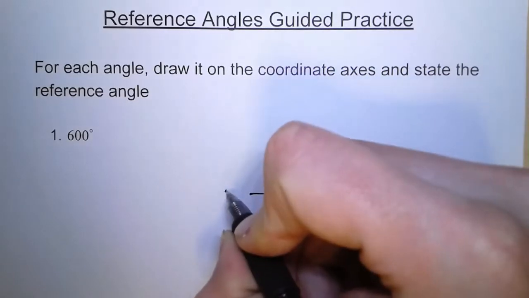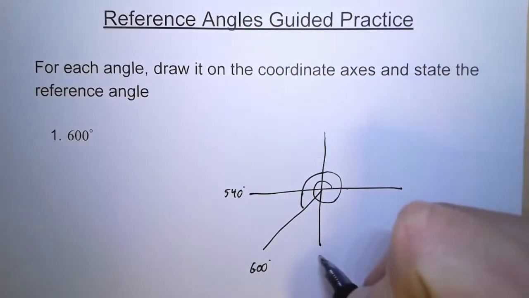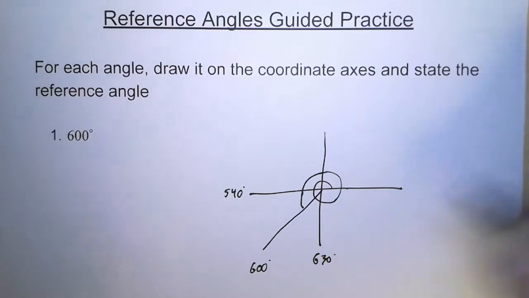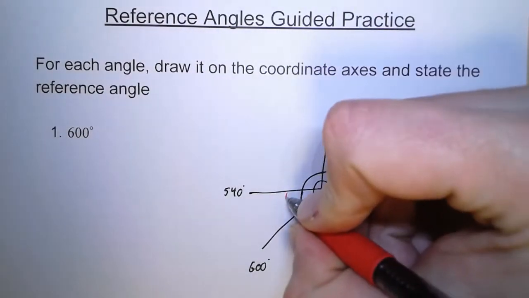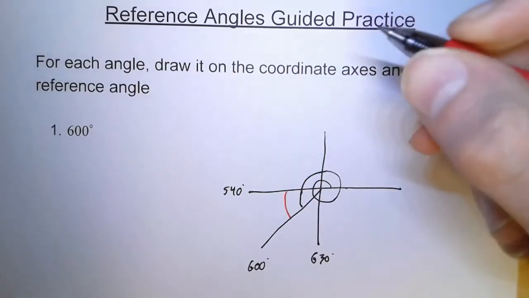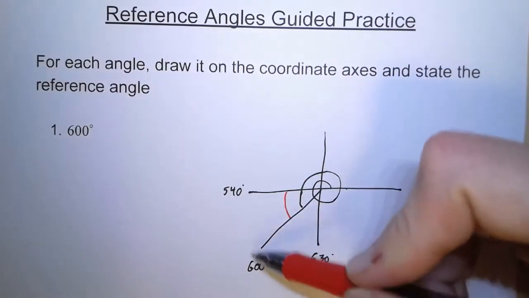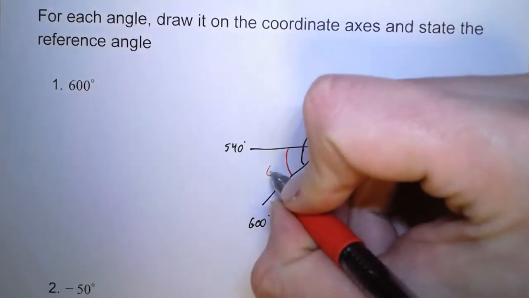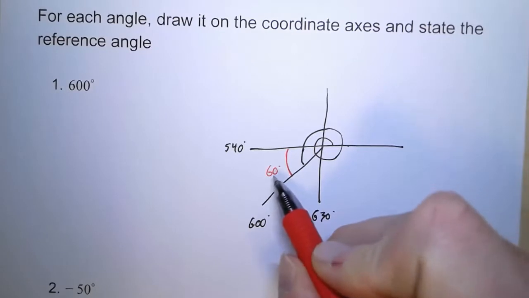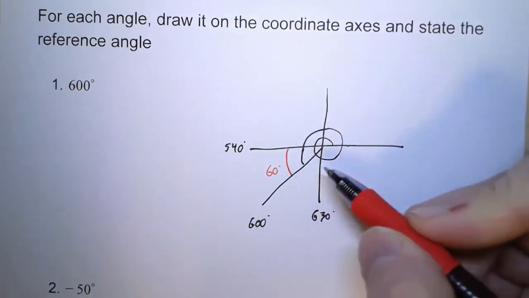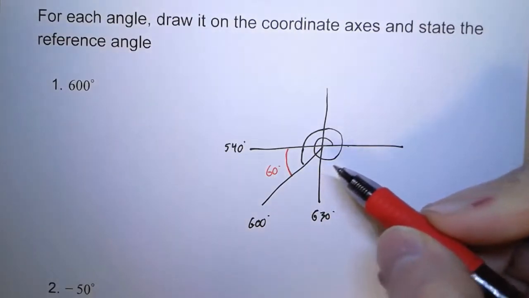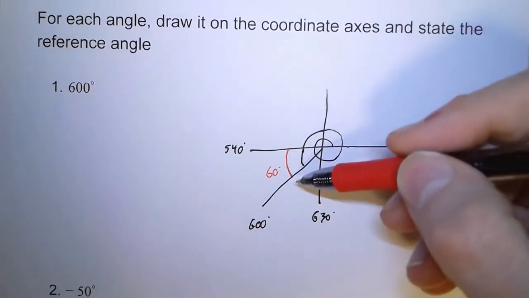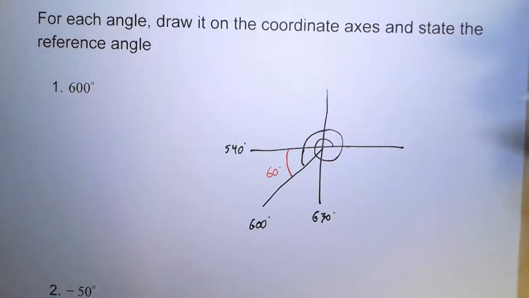Now I said that this was 540 degrees and this was 630 degrees. Now the reference angle, the thing we're interested in, is this amount of rotation right here. And so what we're asking is, what's the difference between those two? And so that is 60 degrees. And so that right there is our reference angle. We're looking at an angle and we're asking, wherever it's pointed, what's the angle between that and the x-axis? That's what we're interested in.